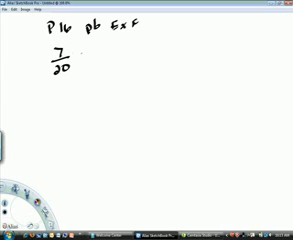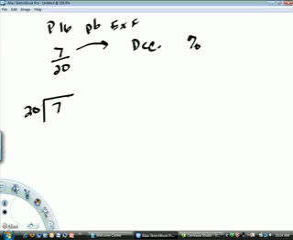Okay, this is on page 16, problem F, example F. It says write 7 over 20 as a decimal and a percent. So 7 over 20, if I want to write that as a decimal and a percent, okay, there's a couple of tricks. First you want to change it to a decimal number. So 7 over 20 is a fraction, right? 7 divided by 20. So to get it to a decimal number, you just have to divide it. 7 divided by 20.